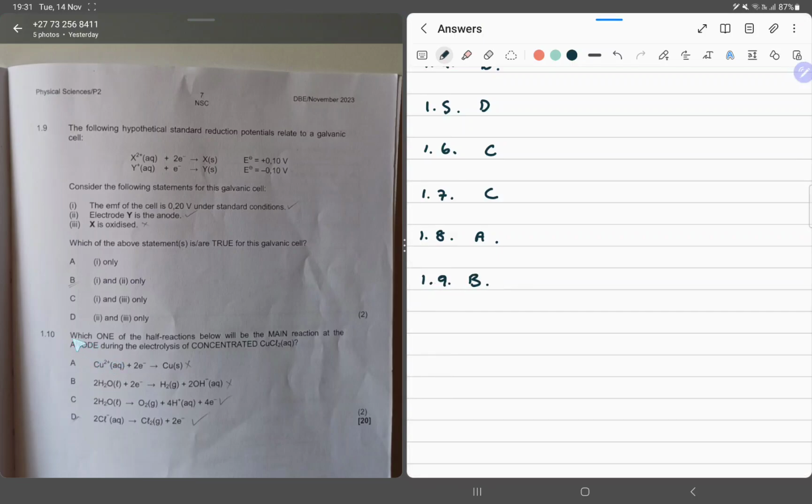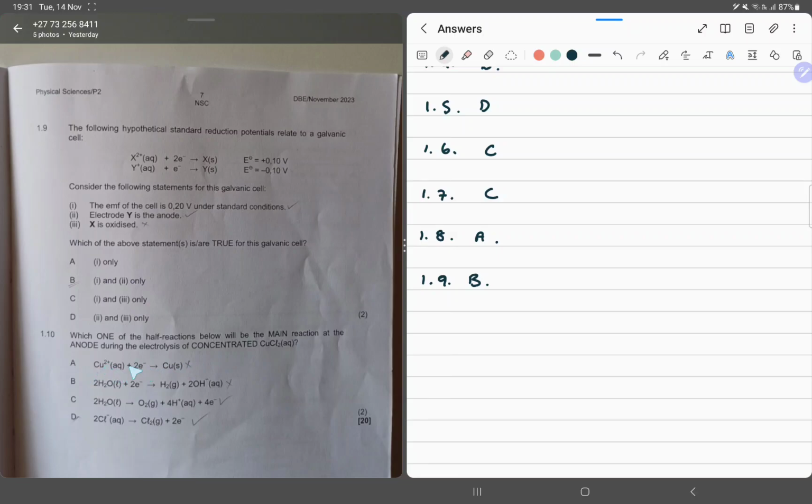Okay, let's end this trouble. Which one of the following half reactions below will be the main reaction at the anode during the electrolysis of concentrated? Can you see that one? Concentrated. What does concentrated mean? More solute than water, meaning water is little compared to the amount of solute that is dissolved in it. Okay, so it says which one of the following half reactions below will be the main reaction at the anode. We know that at the anode it's oxidation taking place. Okay, during electrolysis of concentrated copper chloride.